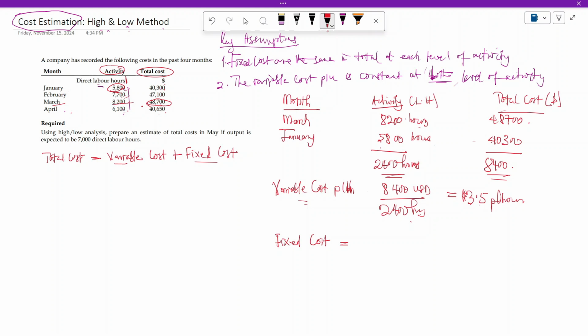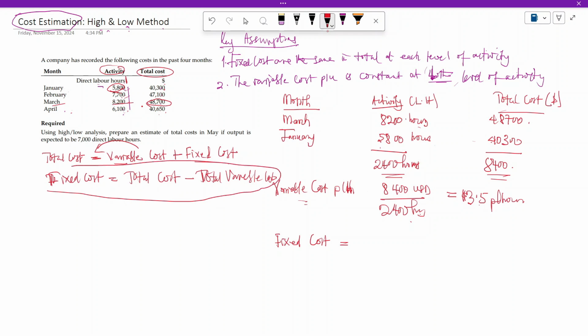And a simple equation will be, if we want to find the fixed cost, then we can transfer this to this place and have total cost. So fixed cost is equal to total cost minus total variable cost, right? So if we have this equation, then we can find the fixed cost. So the fixed cost is your total cost minus the total variable cost.